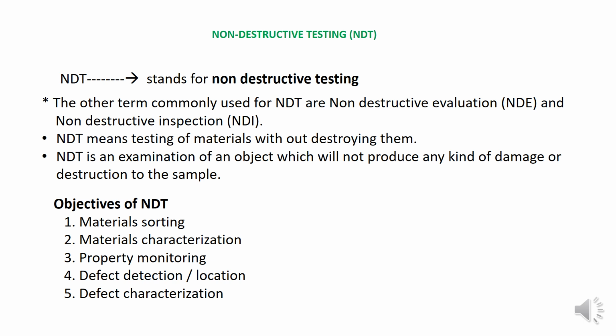Next, objectives of NDT. There are 5 major objectives of NDT. First one is material sorting. Second one is materials characterization. Third one is monitoring the properties of the material. Fourth one is defect location or defect detection. Final one is defect characterization. In these topics we are going to study one by one.